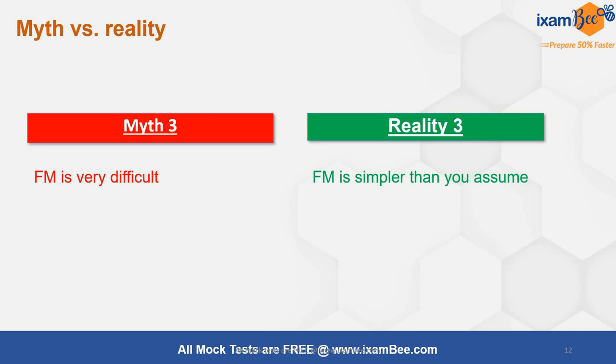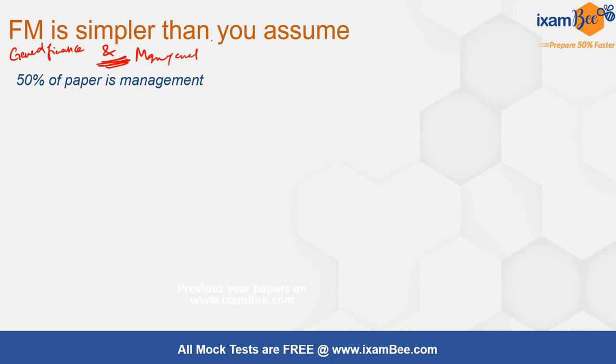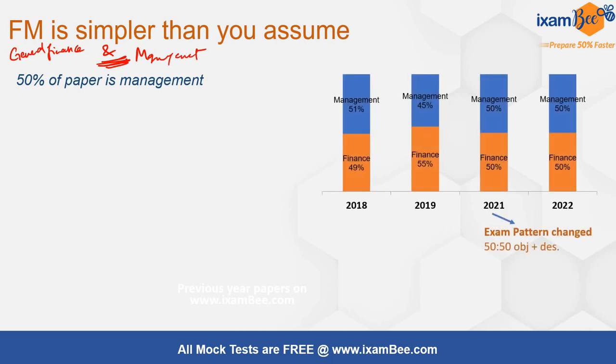Because FM is much simpler than you assume, and it is much simpler to score in the FM paper as compared to what you are made to believe. There are various reasons. First, you have to remember it's not a pure finance paper, it is a general finance and management paper. So your management is almost 50% of the paper.